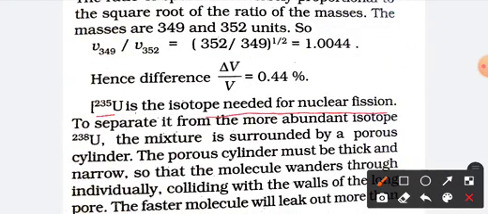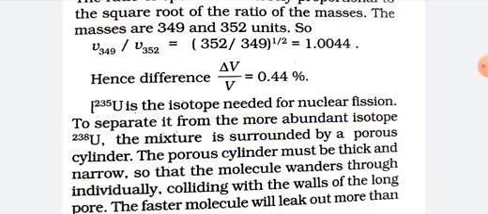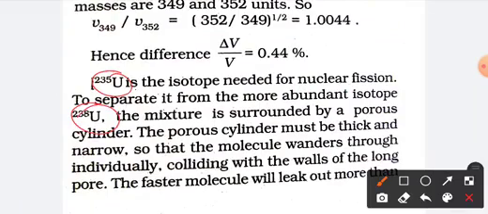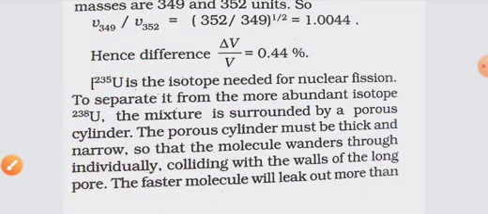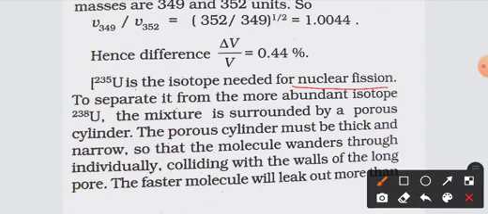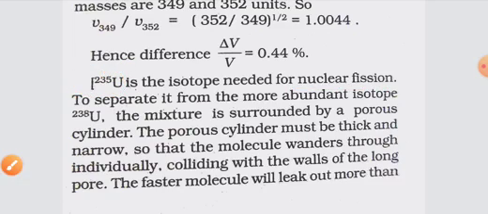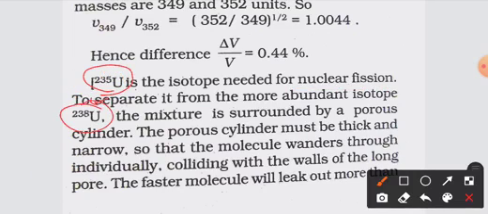Here U-235 is the isotope needed for nuclear fission. So to separate it from the more abundant isotope U-238, the mixture is surrounded by a porous cylinder. Actually what happens is that these two molecules stay together, and U-238 is present in greater abundance. So we have to separate this U-235 isotope from U-238 for nuclear fission. That means to react with the nucleus, and if we want to create a nuclear blast, to create nuclear energy, then this uranium is required. So we have to separate it from the U-238 isotope.